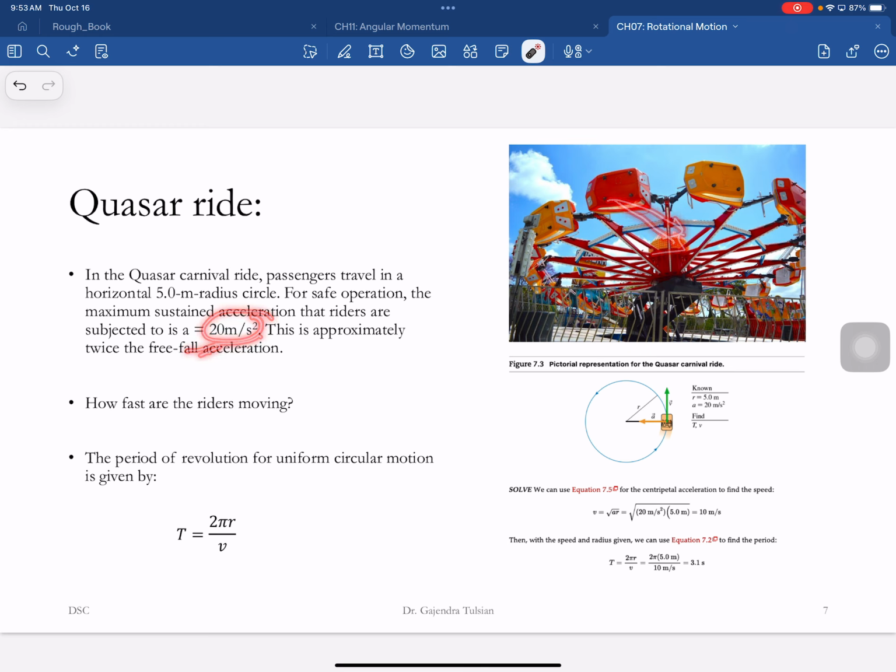That is, g is 9.8 meters per second squared, roughly 10 meters per second squared. So this centripetal acceleration of 20 meters per second squared is 2g. That means this seat is pushing you inward with a force twice your body weight. Okay? So this seat is pushing you up with a force equal to your body weight, and in the horizontal direction at twice your body weight. So that's what makes these kinds of rides exciting.